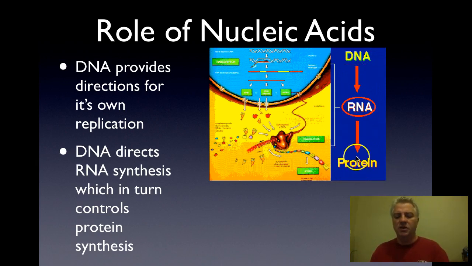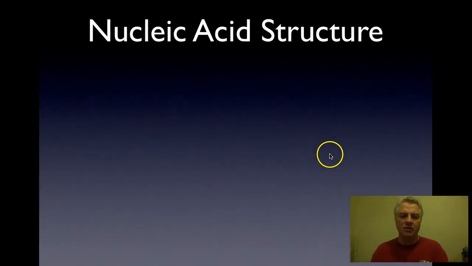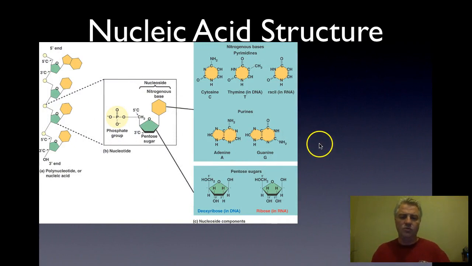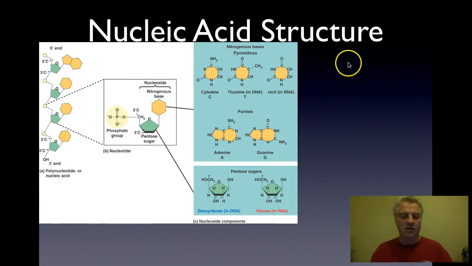The next thing I want to talk about with DNA is a little bit about its structure. So we talked about monomers and polymers. The monomers in a nucleic acid are these little molecules. Oops, let me back that up here. These little molecules are called nucleotides right here. A nucleotide is the monomer of a nucleic acid, and it consists of 3 parts.